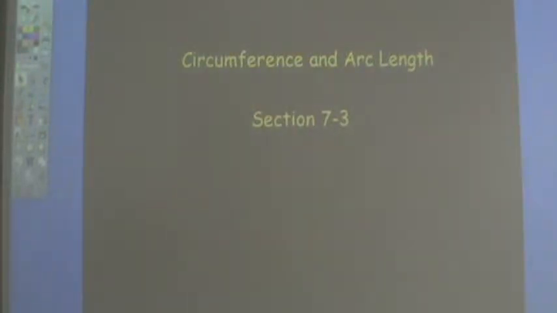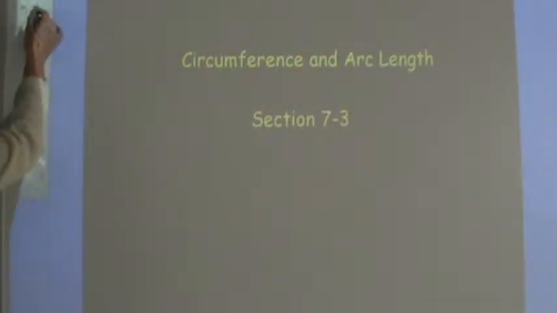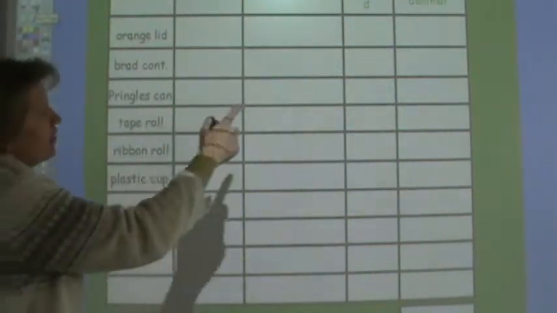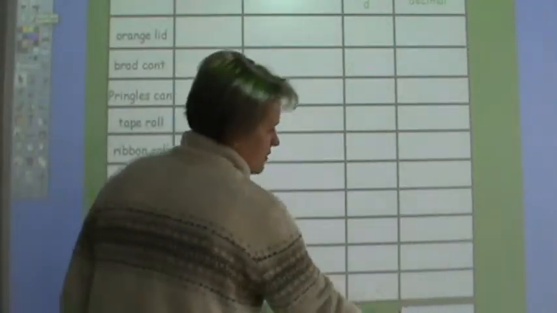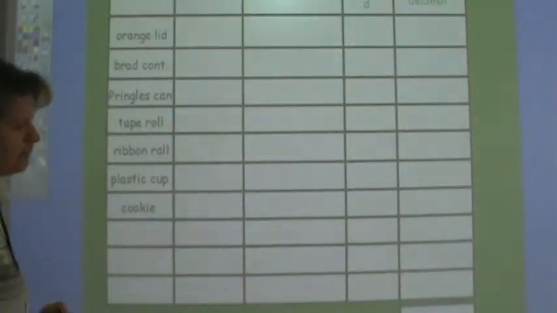Okay, we're going to look at circumference and arc length today. This was the activity we did in class. If you remember, we measured the circular items, and we figured out the C over D, and then it's a decimal, and then we figured out what it averaged out to. It should have been close to pi, depending how good our measuring was. So there's our activity.